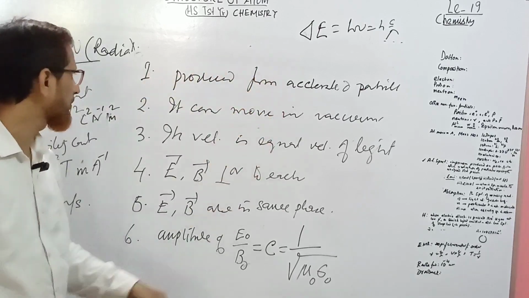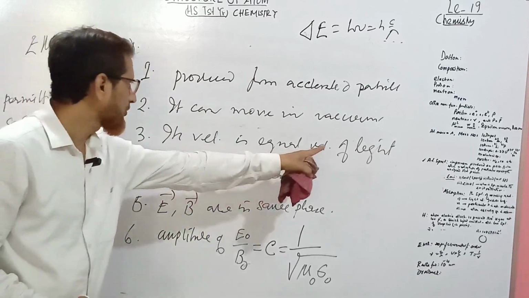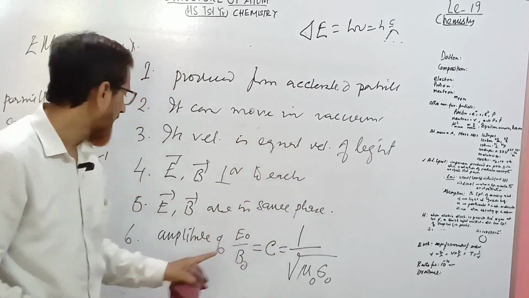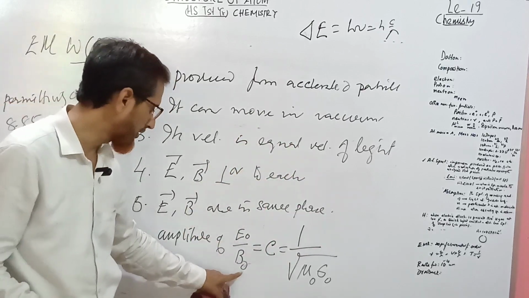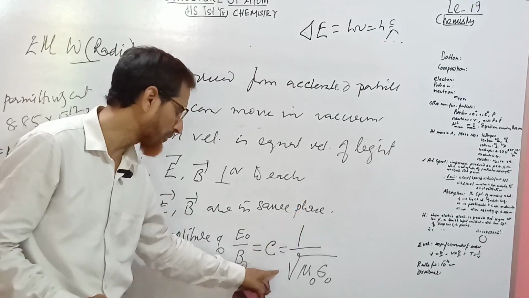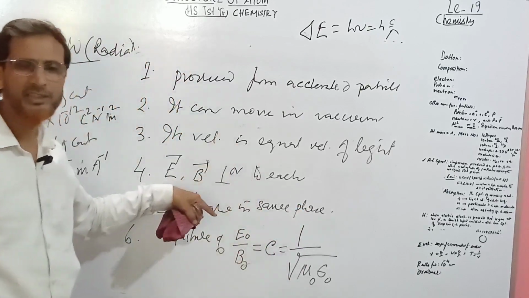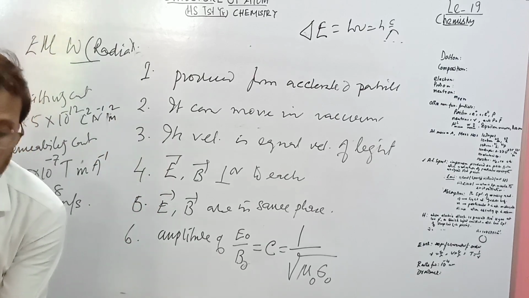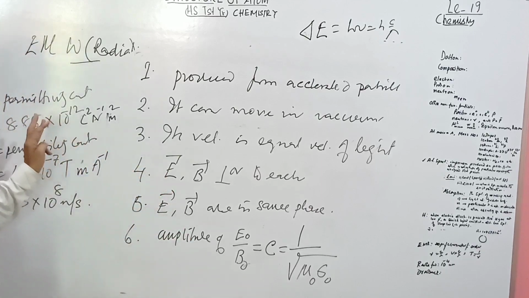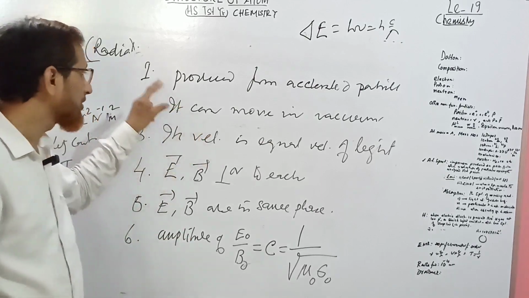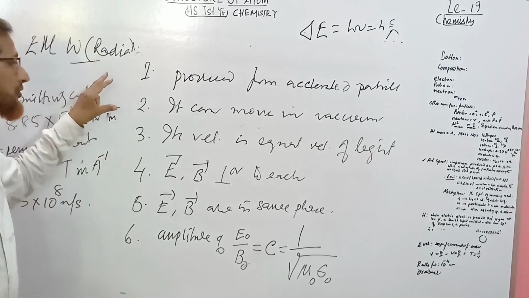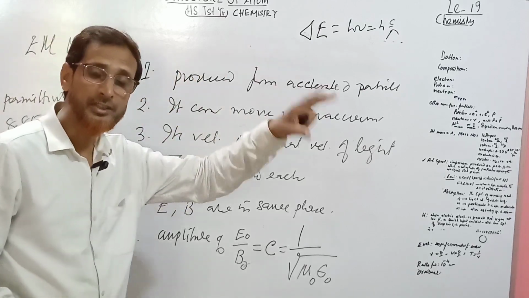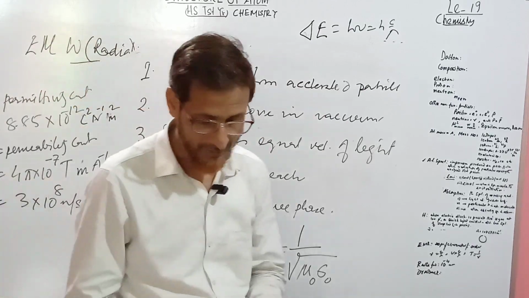They are produced from an accelerated particle. It can move in the vacuum. Velocity is equal to the velocity of light. Electric and magnetic fields are perpendicular to each other. Electric and magnetic fields are in the same phase. Amplitude of electric field by magnetic field is equal to the velocity of light, and it is equal to 1 by root over mu naught epsilon naught. And these things are explained in an elaborate manner in the electromagnetic wave chapter in the physics of second year. If you have rich knowledge in chemistry of first year, you can very easily understand that chapter in higher secondary second year.